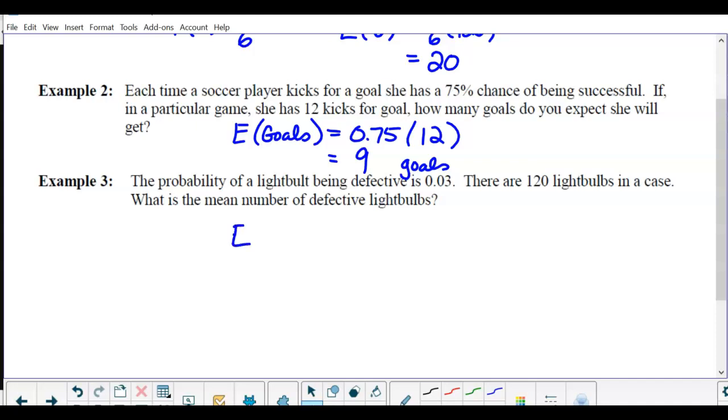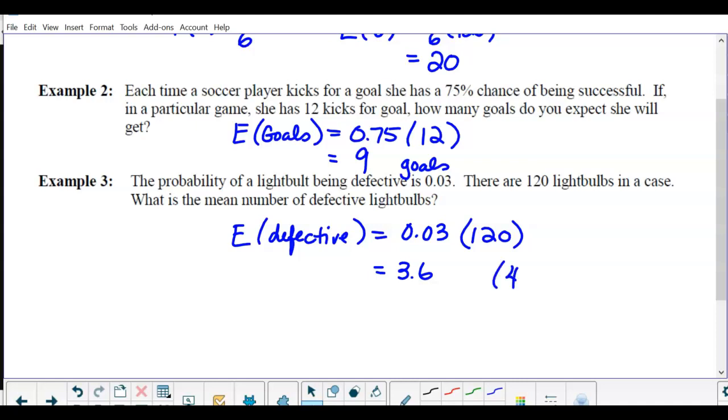Well, it would be probability times however many there are. So what's that? 360, that would be 3.6, right? So basically about 4 defective. But we would leave it as a decimal, even though you can't have part of a light bulb. When they do their calculations at a factory, they would keep it as a decimal, so that they have the accurate amount.